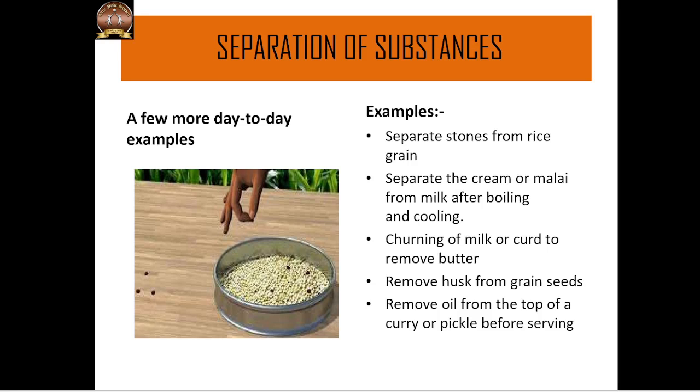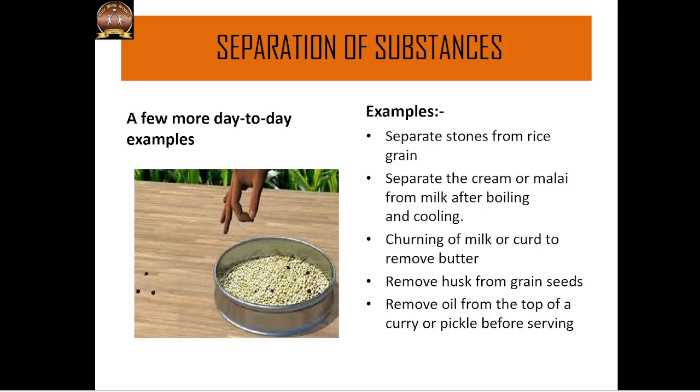Then you have also seen the way in which milk or curd is churned to remove the butter. The butter or the fat separates when the milk or curd is churned, and then it can be used to prepare butter and buttermilk.